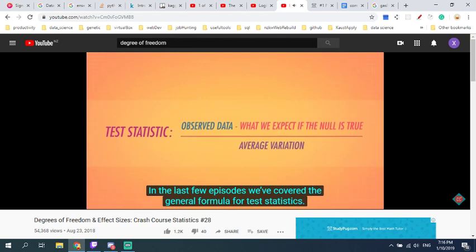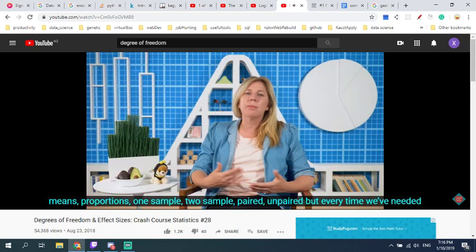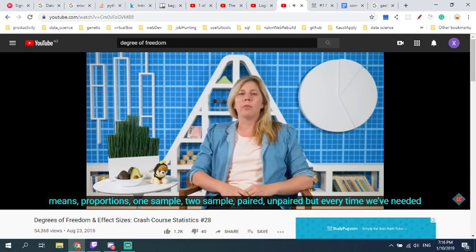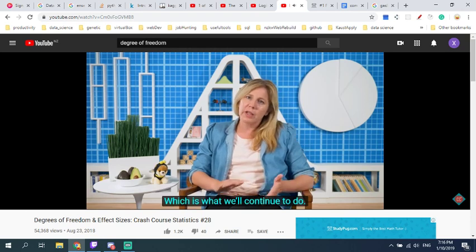In the last few episodes, we've covered the general formula for test statistics, and we've gotten pretty good at calculating t-statistics for all sorts of situations. Means, proportions, one sample, two sample, paired, unpaired, but every time we've needed a p-value, we've let the computer do the work, which is what we'll continue to do.